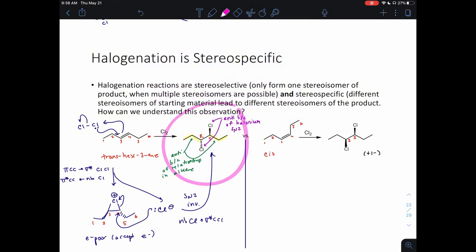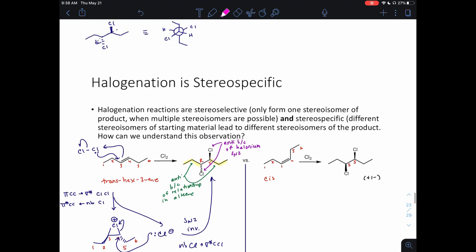So this stereoisomer of product is observed. The chlorines are anti to one another because of the SN2 attack on the chloronium ion with inversion of stereochemistry. So that makes the anti-chlorine. And then the alkyl groups are anti to one another. That has to do with their relationship in the starting alkene, right? They were anti in the starting alkene, that was preserved in the chloronium ion, and it's preserved in the product.